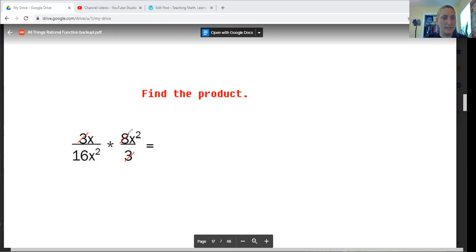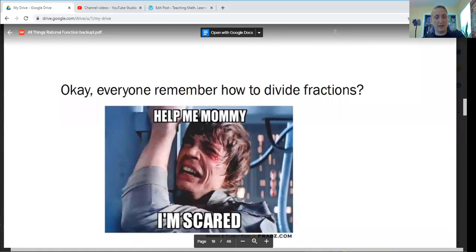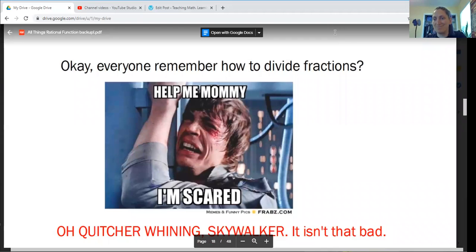And then, of course, 8 and 16 turn into a 1 and a 2, right? X squared and x squared cancel each other out. Oh my gosh, all we're left with is 1 over 2. Not so bad. All right, moving on. Now we're going to divide fractions.